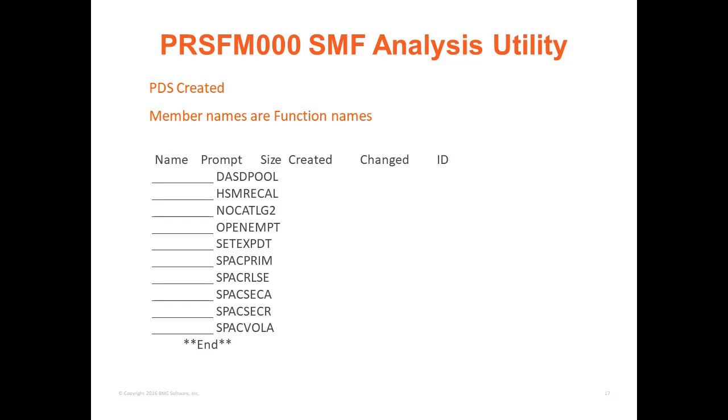Here's a sample of the PR SMF000 SMF utility PDS output. As noted, each member is the name of a function. When browsed or edited, the member will display all of the actions taken for that function in chronological order.